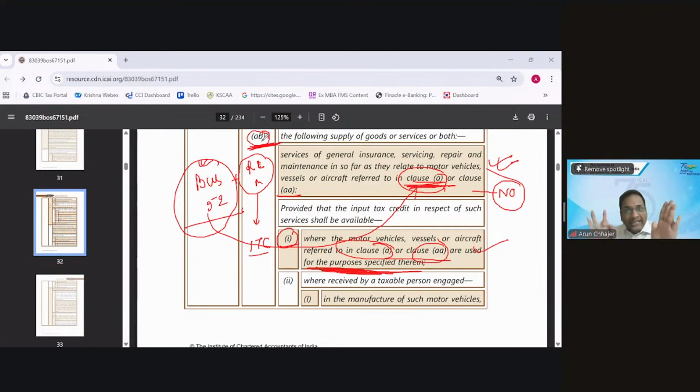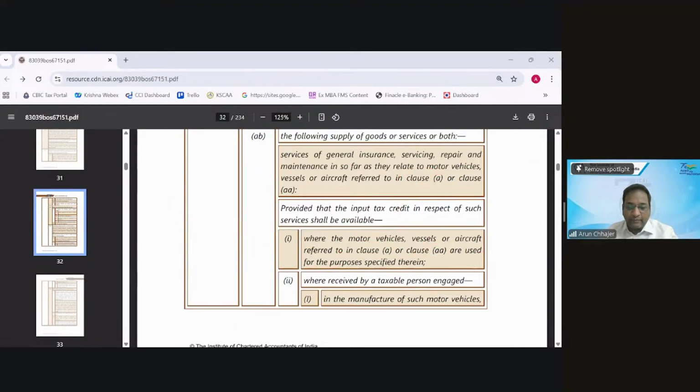And you all are clear that it is not because of the purpose specified therein. You are all saying that we did not use the bus for the purpose specified in clause A. You got my point? Try to understand. See, one is, let me make a short diagram on the word file.